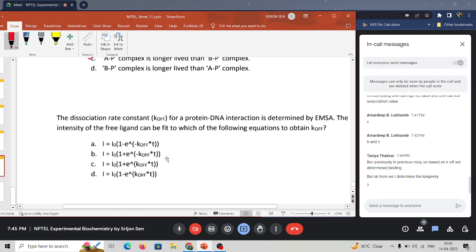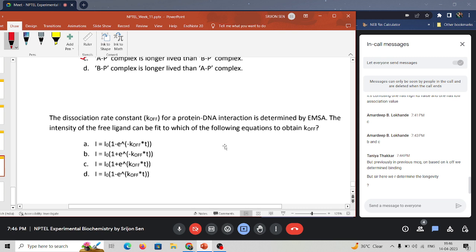Okay, that's good. Coming to the next question. I think that's the last question. The dissociation rate constant for a protein DNA interaction is determined by EMSA. The intensity of the free ligand can be fit to which of the following equations to obtain the K off? So this equation you just have to keep in mind. I haven't discussed this equation. If you know, you can tell. Otherwise, I can tell you the equation.